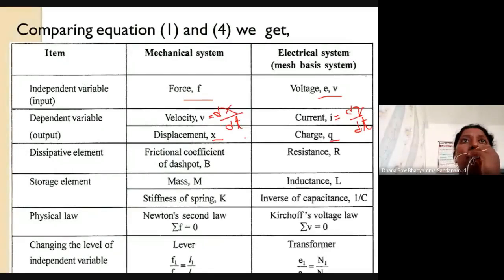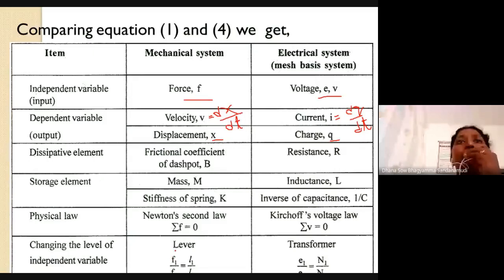So resistance can be equated with the frictional coefficient. Just now we have seen mass can be equated with the inductance. Stiffness of the spring K can be equated with 1 by C. Newton's second law can be equated with Kirchhoff's voltage law. According to Newton's second law, applied forces are equal to the opposing forces. According to Kirchhoff's voltage law, applied voltages are equal to the voltage drops in the circuit or in a loop.